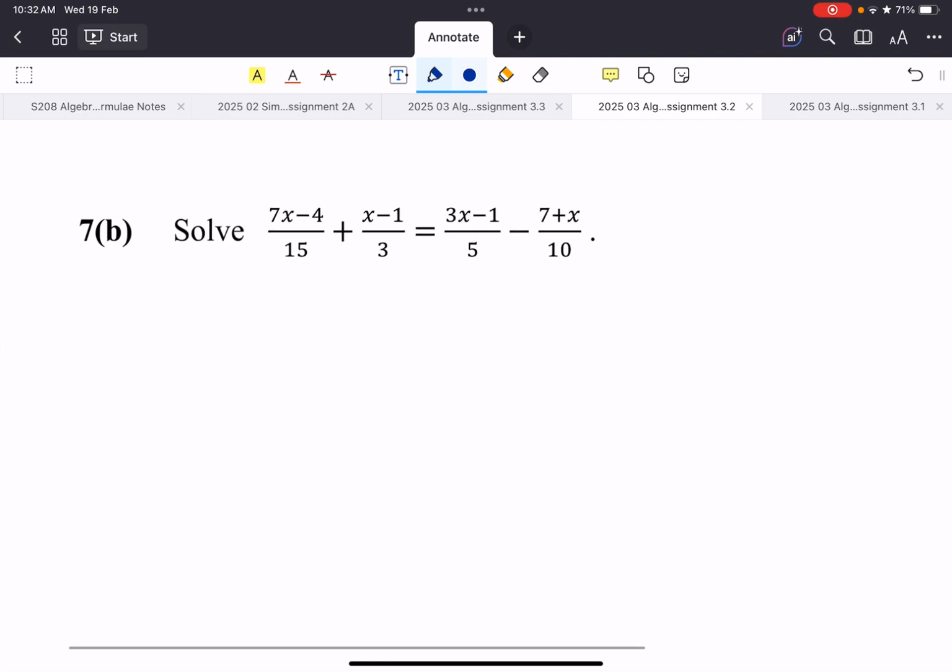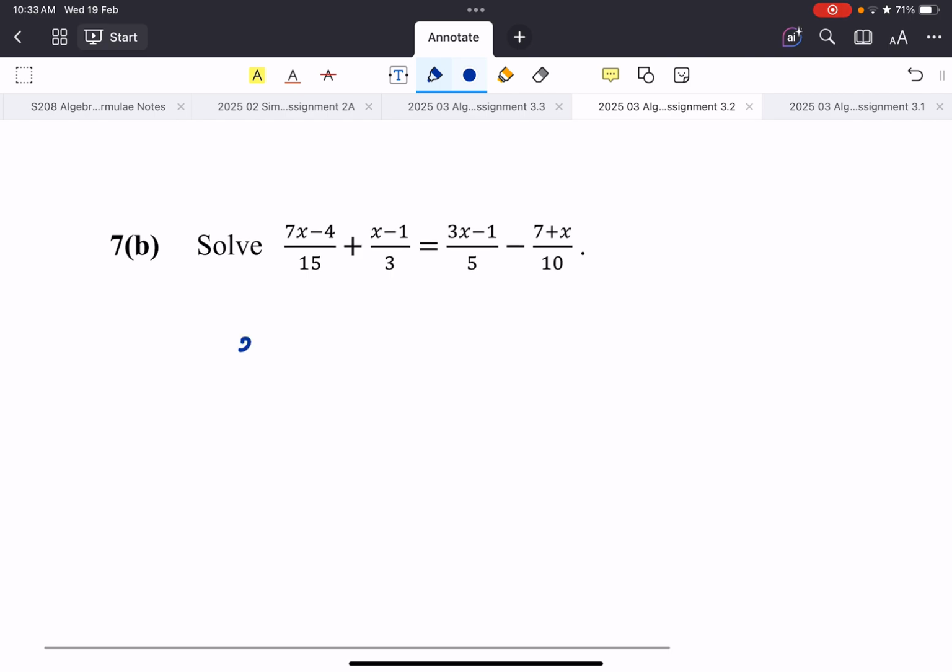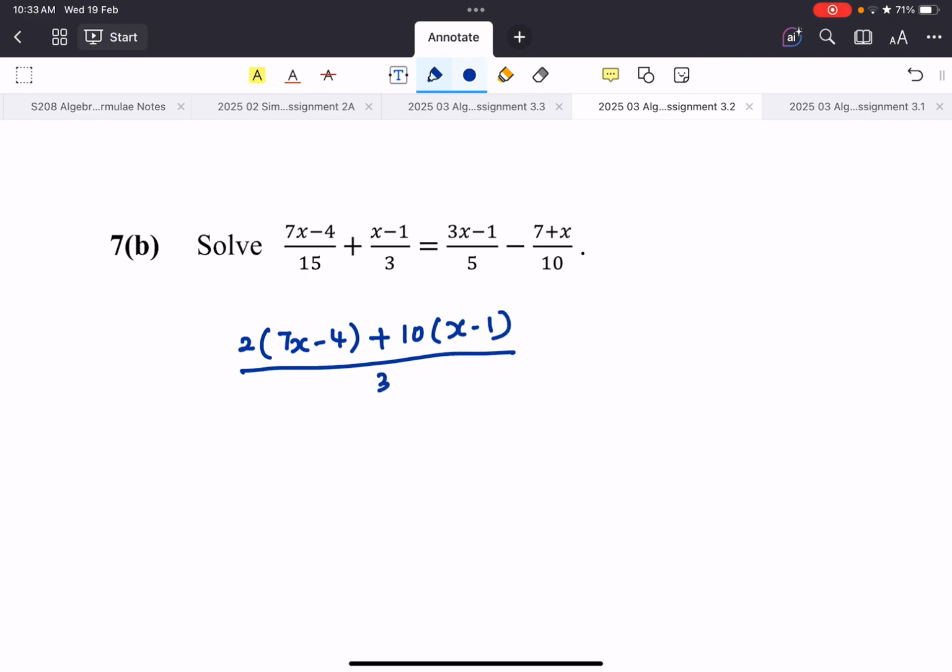Now this question they want us to solve. When it comes to solving a question, same idea. If we make the denominator the same, whatever is left on the numerator will be equivalent. In this case, I look at the denominators 15, 3, 5, and 10, which means I can make the denominator into the LCM of these numbers, which is 30. So I can go 2 times (7x minus 4) plus 10 times (x minus 1). This is over 30.